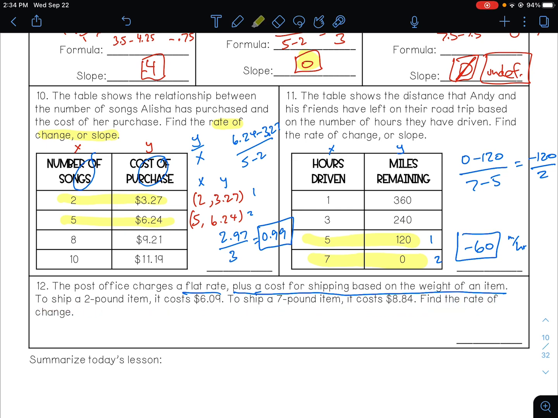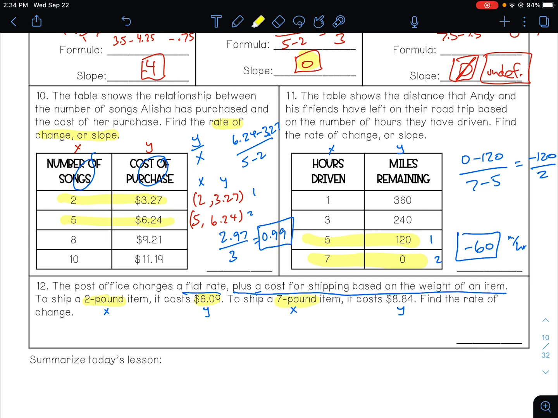Okay, so you want to think about what's the independent and dependent variable. Well, the cost depends on the weight, right? So independent would be the weight. The cost is the dependent because the cost depends on the weight, right? Cost depends on weight. The weight does not depend on the cost. All right, so that's the x and that's the y. This is the other x, this is the other y.